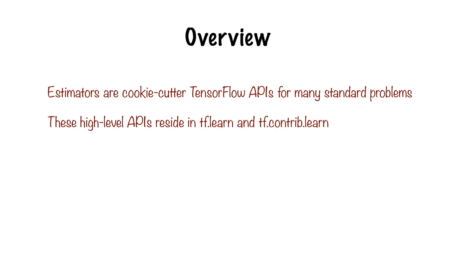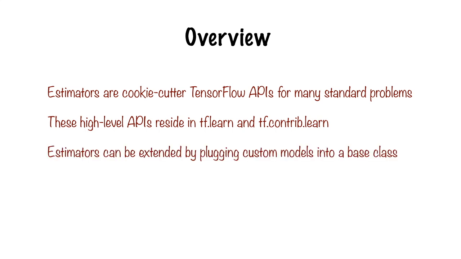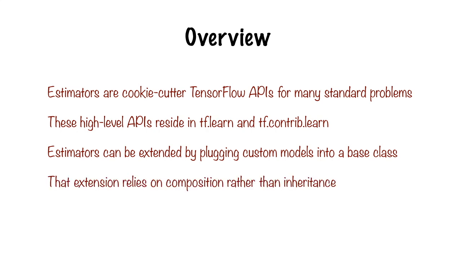Those feature vectors might contain hundreds of attributes. Estimators are a quick and easy way to infer relationships between different attributes inside the feature vector. Estimators can also be extended by plugging custom models into a base class. From a software engineering perspective, this is an interesting extension because it relies on composition rather than inheritance. If you're familiar with the strategy design pattern, that really is how estimators can be extended.